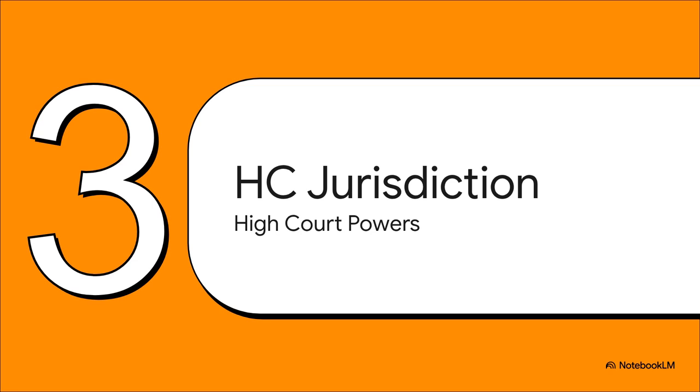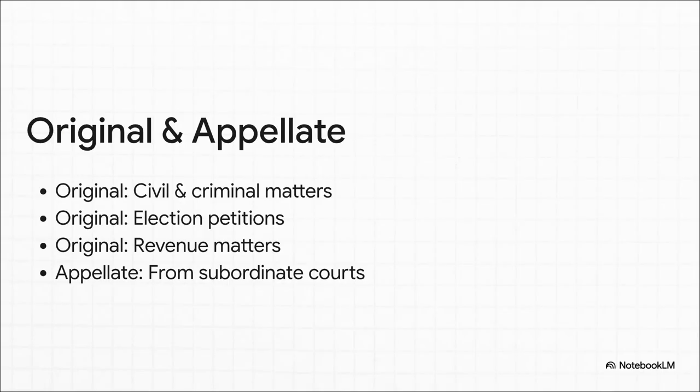Okay, let's transition to Part 2, Jurisdiction of High Courts. This forms the second essential pillar of your long-form answer. Heading 5, Original Jurisdiction. High courts have original jurisdiction in civil and criminal matters, election petitions, and revenue matters in some cases. Heading 6, Appellate Jurisdiction. They hear appeals from subordinate courts in civil and criminal cases.